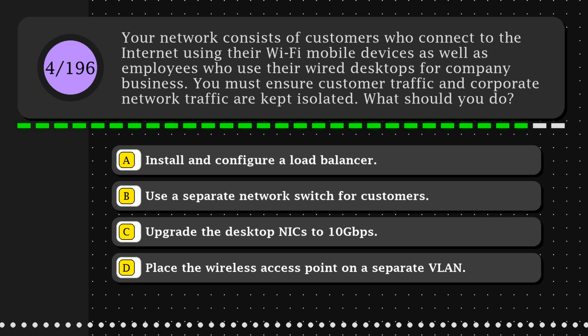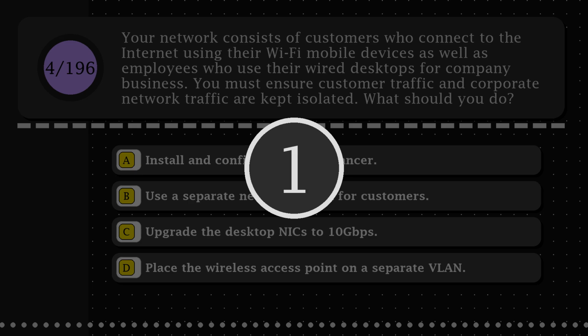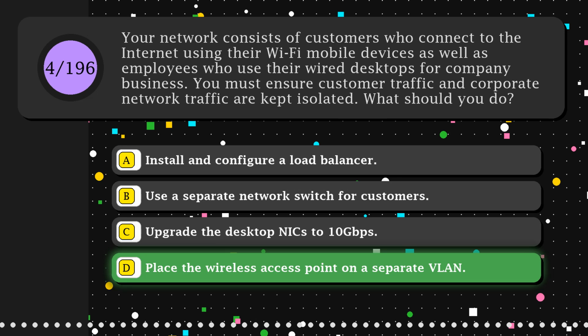Question 4. Your network consists of customers who connect to the internet using their Wi-Fi mobile devices as well as employees who use their wired desktops for company business. You must ensure customer traffic and corporate network traffic are kept isolated. What should you do? Option A, install and configure a load balancer. Option B, use a separate network switch for customers. Option C, upgrade the desktop NICs to 10 Gbps. Option D, place the wireless access point on a separate VLAN. The correct answer is option D, place the wireless access point on a separate VLAN.